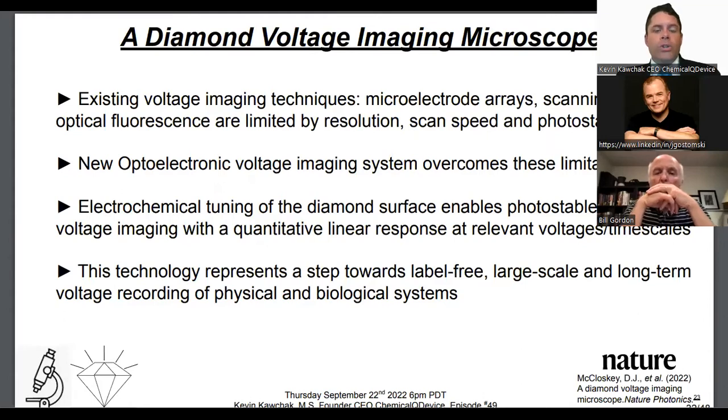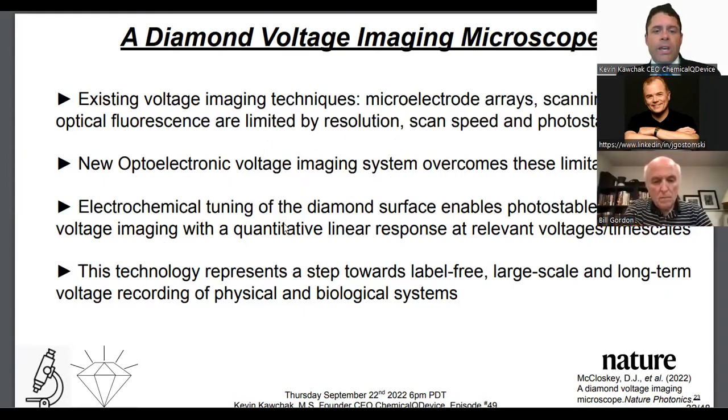I was talking to a colleague today over lunch, and he was talking about imaging microscopes. I said, oh yeah, there's a diamond voltage imaging microscope. This was mentioned earlier with the president of the US, and these quantum sensors coming to fruition. It uses some existing techniques, but they're limited in certain things. That's why you need this new optoelectronic voltage imaging system to overcome these things.